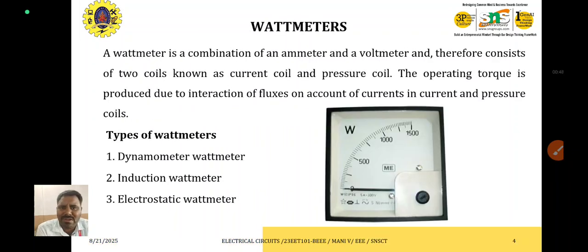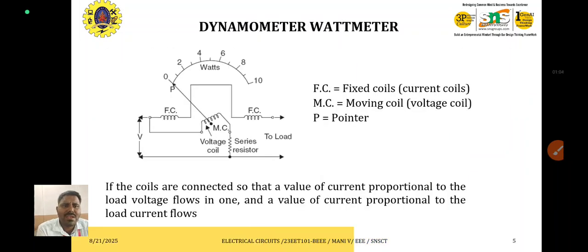Here we have several types of wattmeter. One is the dynamo type wattmeter, another is the induction wattmeter, and the third one is the electrostatic wattmeter. Apart from these three, we can go for the electro dynamo type wattmeter. The dynamo type wattmeter consists of two coils. One is called the current coil and the other is called the voltage coil. The current coil is also called the fixed coil, and the moving coil is called the voltage coil.